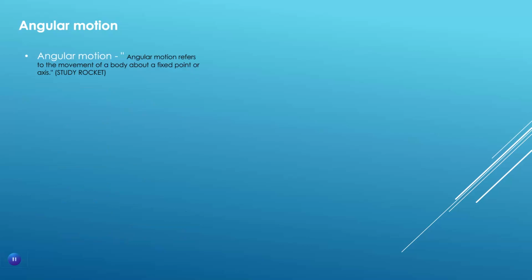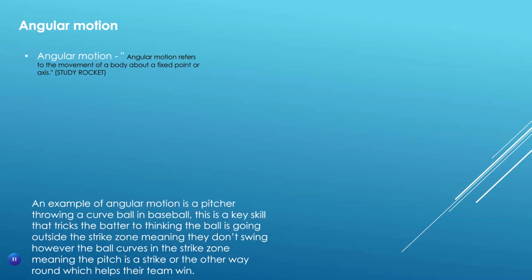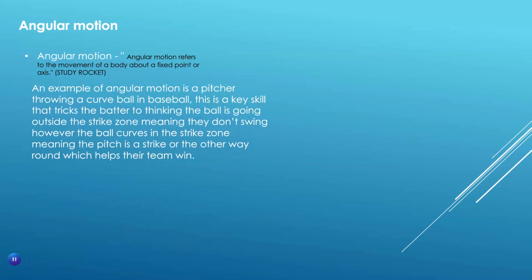Angular motion refers to the movement of a body about a fixed point or axis. An example of this is when a pitcher throws a curveball in baseball. The movement of the pitcher's wrist and fingers causes the ball to spin around an axis, the axis being the center of mass, which is located at the center of the ball. The spinning motion is what's known as angular motion.